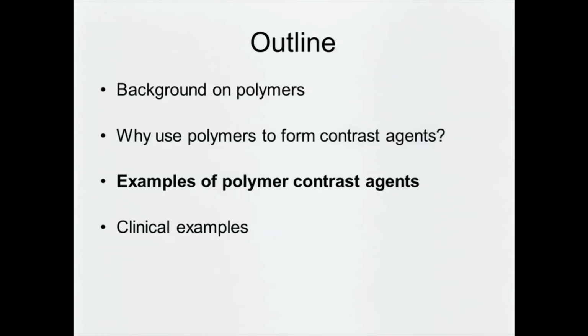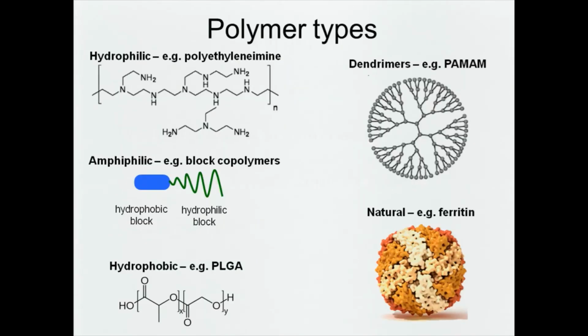Okay, so let's go through some examples of different polymer types and how they can be used to form contrast agents. So you have hydrophilic polymers, such as polyethylene imine; amphiphilic polymers, where one portion is hydrophilic and another portion is hydrophobic; and hydrophobic polymers, such as PLGA. Dendrimers, where PAMAM is the most frequently used dendrimer, and then natural polymers, as I say, such as ferritin.